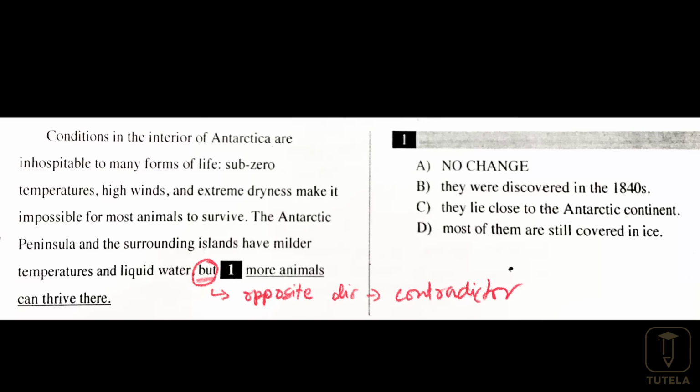Since this is a contradictor, we need information which is contradicting the given part in the sentence. The Antarctic Peninsula and the surrounding islands have milder temperatures and liquid water, but more mammals can thrive there. This does not seem to work well with the given idea. So we can eliminate A. B, They were discovered in the 90s. This has no relevance with the given sentence at all. C, They lie close to the Antarctic continent. Does not really denote a contrast here. D, Most of them are still covered in ice. This can be worked with because we are trying to actually draw in a contrast in this particular sentence.